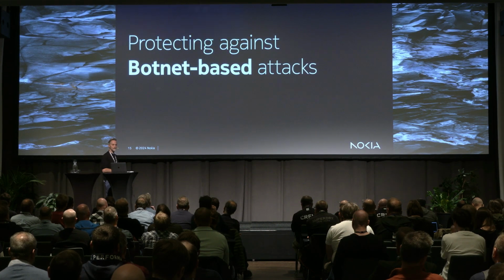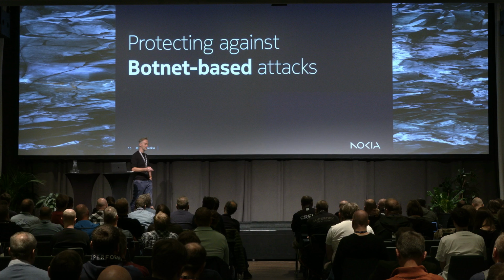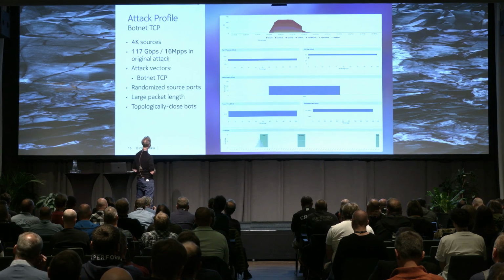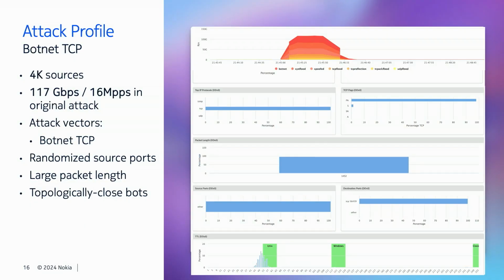This one then just talks about botnet attacks and the attacks that we've seen, the magnitude over the last few years. So this gives an example of a botnet attack using TCP. The botnet attack was an attack that we saw a few months ago. It was using 4,000 different botnet sources. It was getting a magnitude of nearly 120 gigs, 16 million packets, and the attack vector was mainly using botnet TCP, and the TCP packets were encrypted as well. So it was very hard to distinguish what was good TCP and what was not. Also, the ports were randomized, so it was an attack across the board.